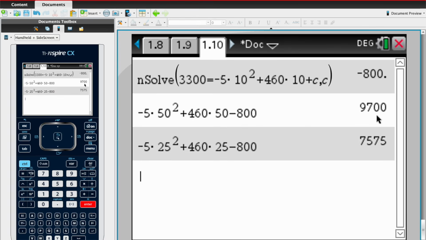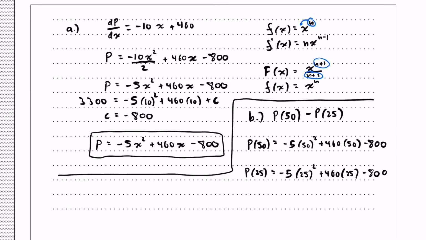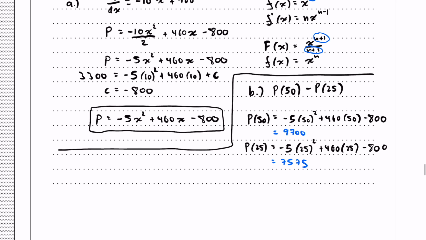Okay, so let's go back to the document here. In this case, I'm going to write this out: for P50, the answer is 9,700 Mauritian rupees, and for P25, it's 7,575 Mauritian rupees.